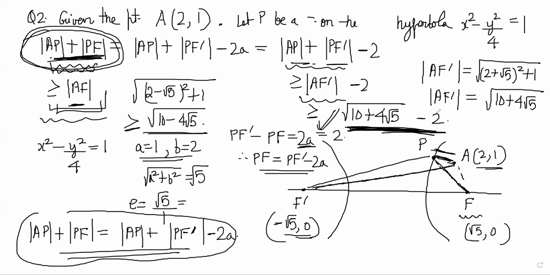How are we doing it? We are doing it by the property of the hyperbola that difference of focal distances of a point from the two foci of a hyperbola is equal to 2a, and then we are doing triangle inequality, right? So by that logic, we have gotten this. Hopefully you have understood what we have achieved here. Let's move on to the next one. Yeah. The next one is this.